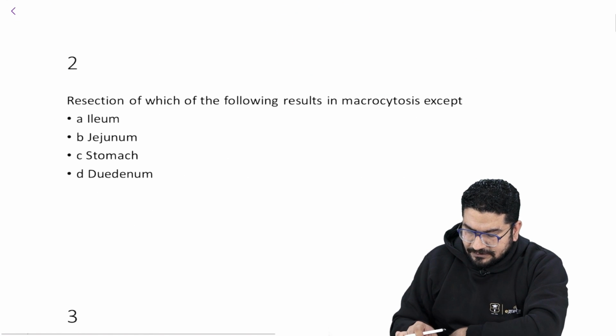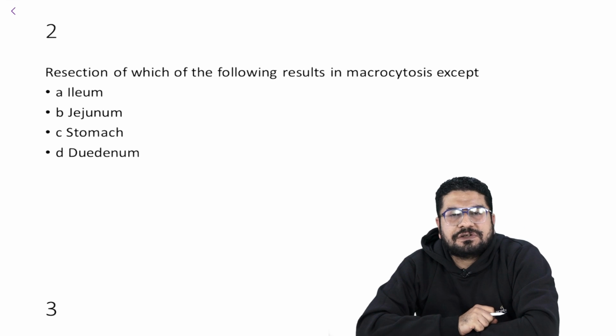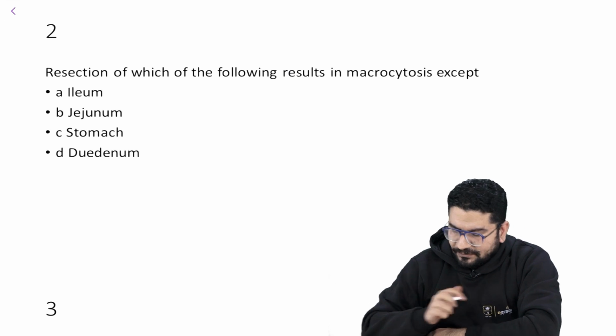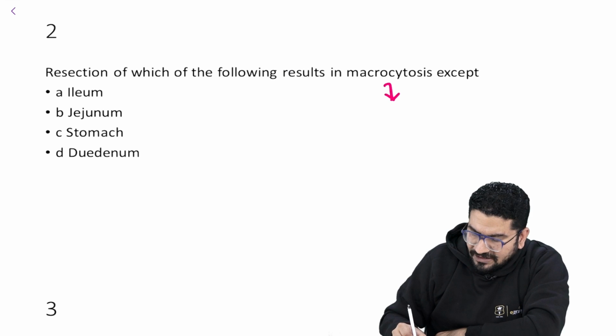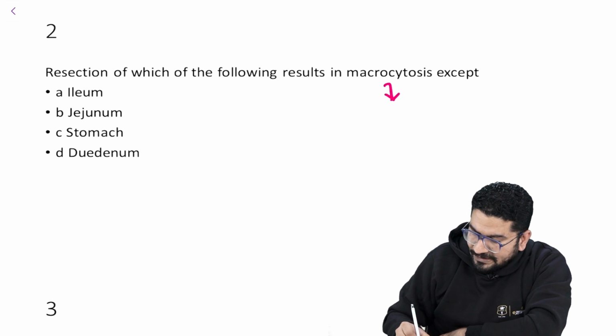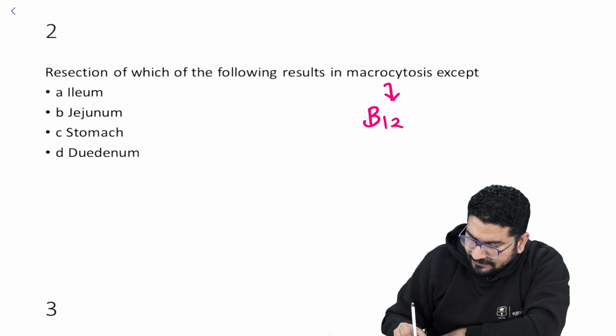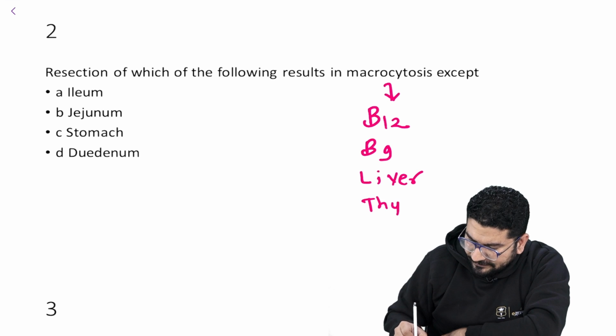Okay, next question. This is again an easy question. Resection of which of the following results in macrocytosis? Macrocytosis means they are talking about macrocytic anemia. Macrocytic anemia you can see in B12 deficiency, B9 deficiency, liver disease, and some thyroid disease. These are four important causes which you have to remember.